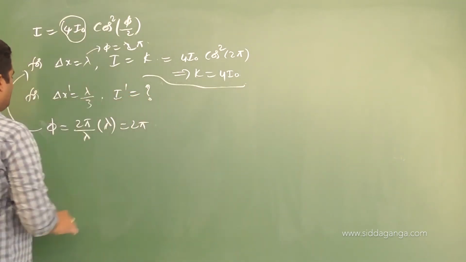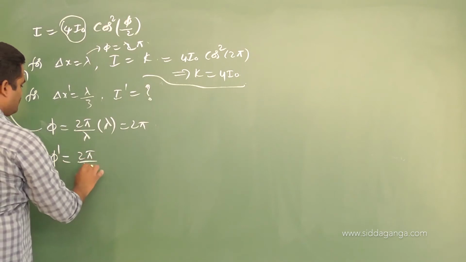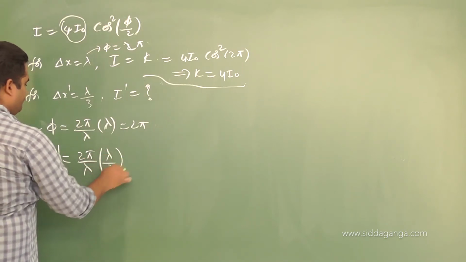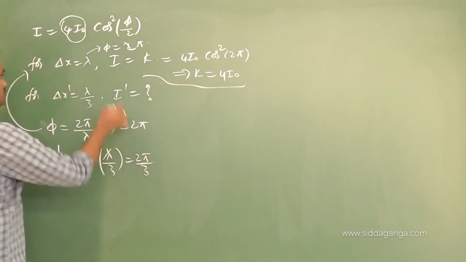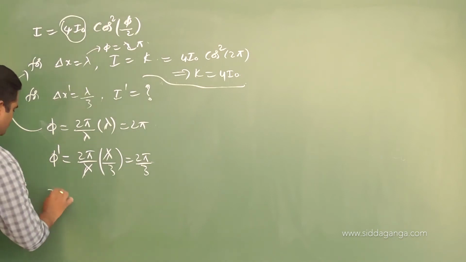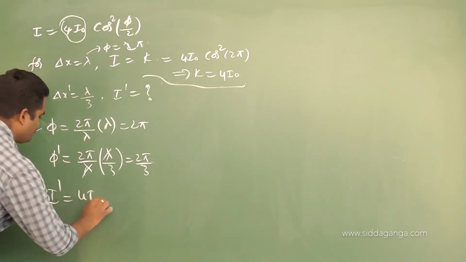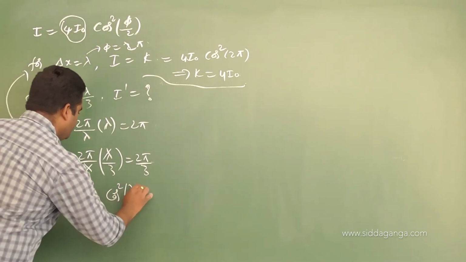Similarly, for a path difference of lambda by 3, phi dash at that point is 2 pi by lambda into lambda by 3. Lambda will get cancelled. This is 2 pi by 3. For this phase difference, what is the value of intensity you are going to get? For that, I dash equals 4I naught into cos square of 2 pi by 3.